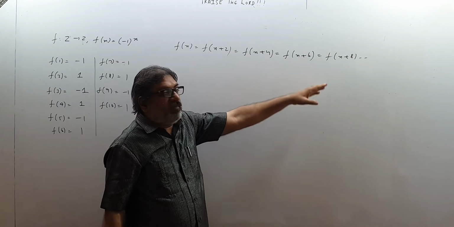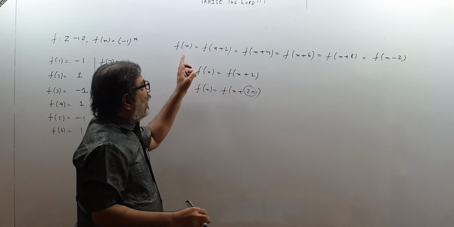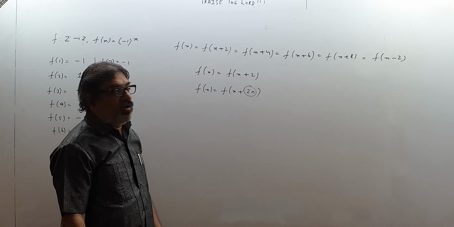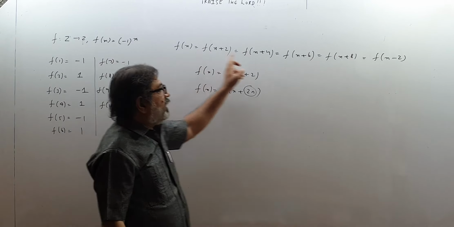So 2n is the period of f, not only 2, but 2n where n is an integer. This can also be equal to f of x minus 2. So don't think that we can only add; f of x is f of x minus 2. Is it true or not? Keep x as 4. f4 and f2, are they equal? f5 and f3, are they equal?